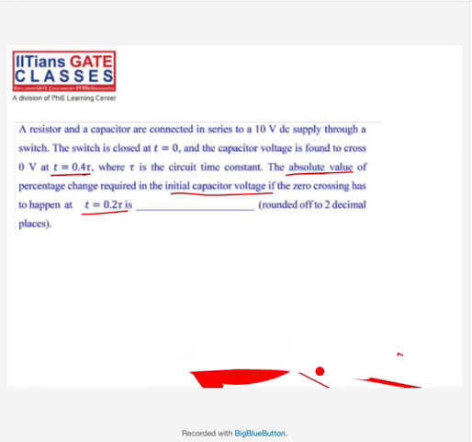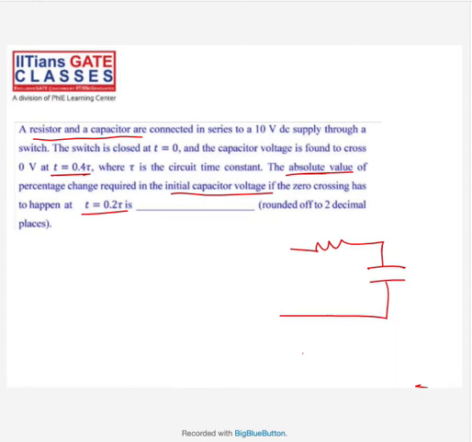Try to read the question. Try to understand what is given in the question. Whenever you have difficulty in understanding, you have to draw it. It's an RC series circuit, and you have a switch here. You have a source here, a 10 volts DC supply. This is R and C.